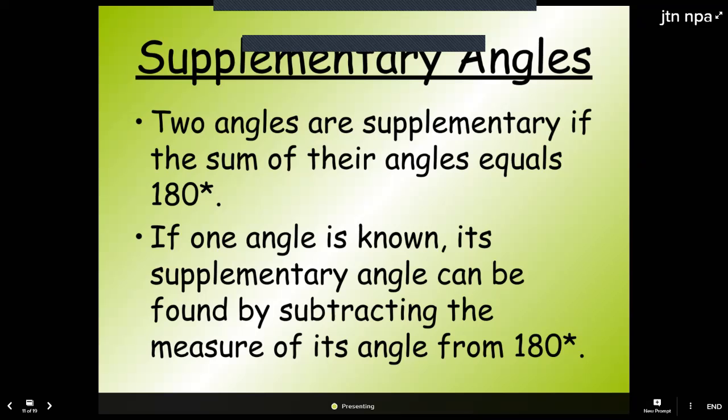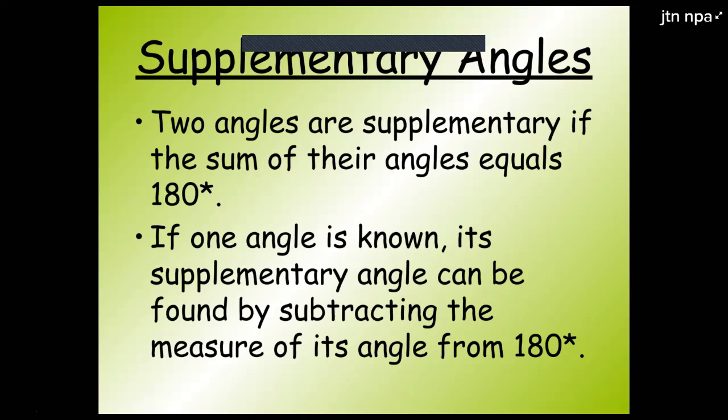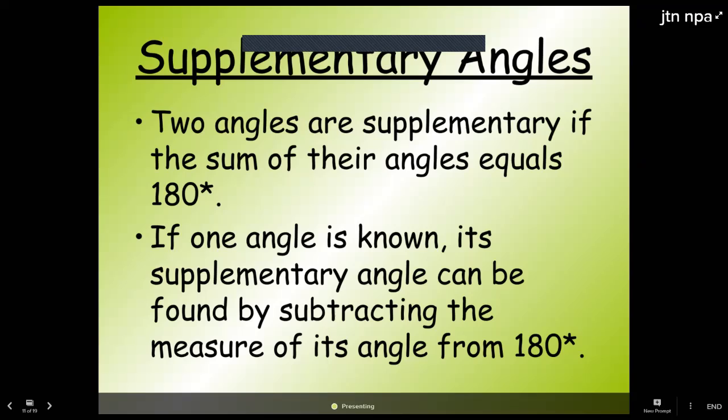Okay, moving on. Supplementary angles. Two angles are supplementary if the sum of their angles equals 180 degrees. If one angle is known, its supplementary angle can be found by subtracting the measure of its angle from 180 degrees.